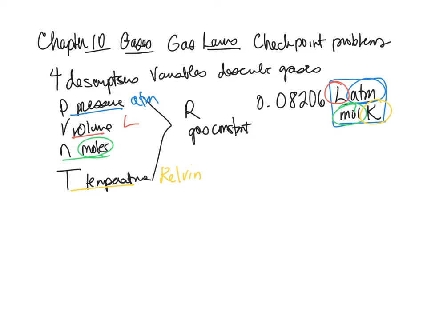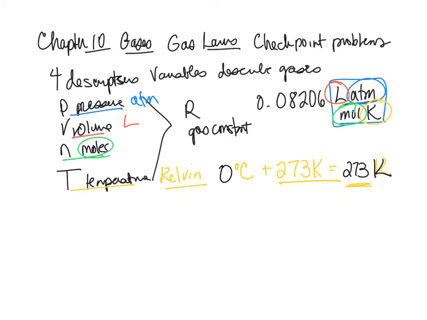So a lot of times you're going to be given some kind of degrees Celsius. To convert that to Kelvin, you need to add 273. So you want to do that, 273, and then that's going to give you your temperature in Kelvin. So for example, 0 degrees Celsius would be 273 Kelvin.